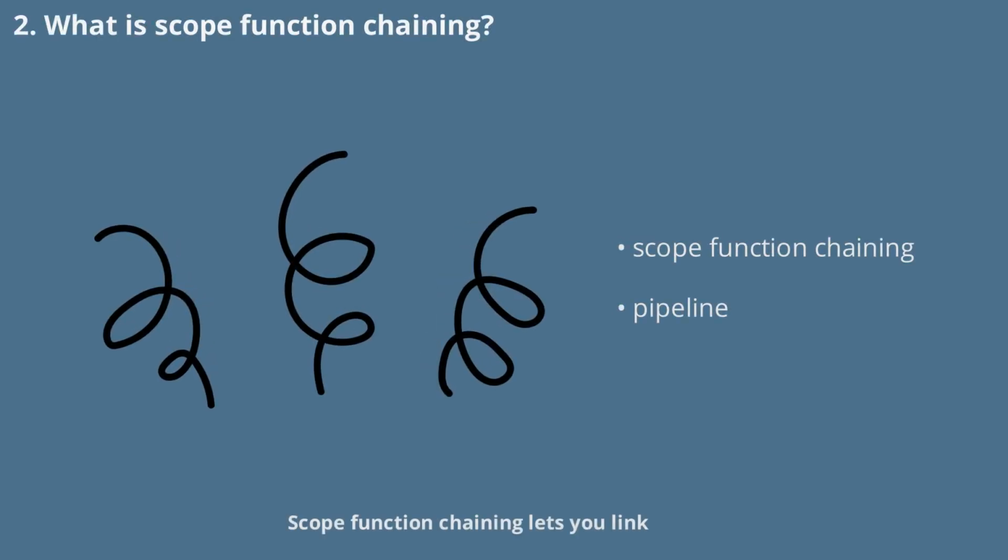Scope function chaining lets you link multiple scope functions together in a single fluid pipeline. This means you can initialize an object, perform a side effect, and transform data sequentially without creating extra variables. It's like an assembly line in a factory, where each step builds on the previous one. This technique makes your code more readable and efficient.